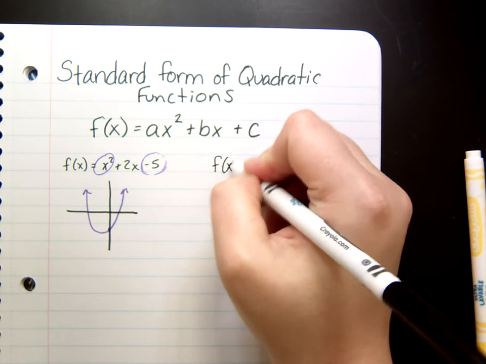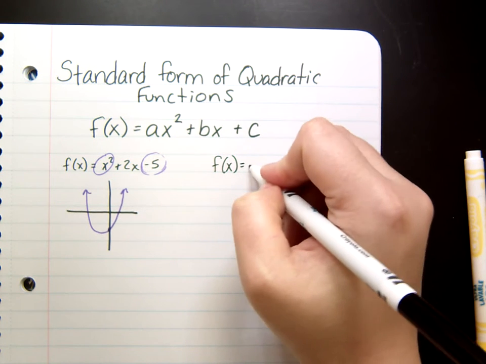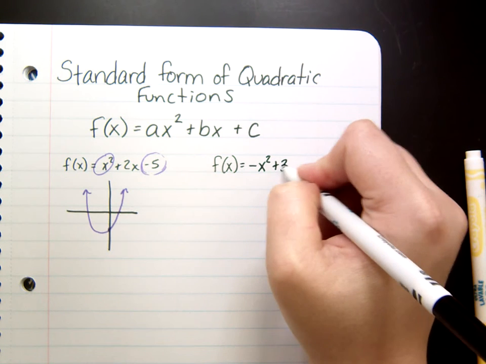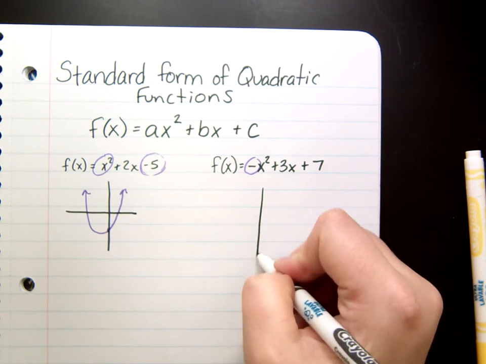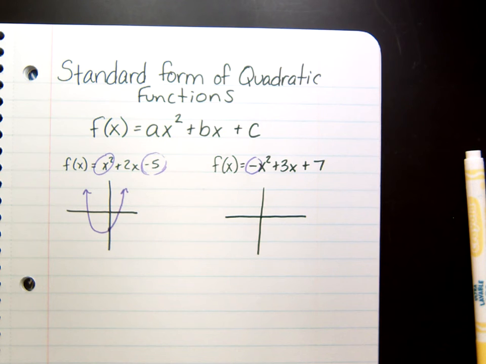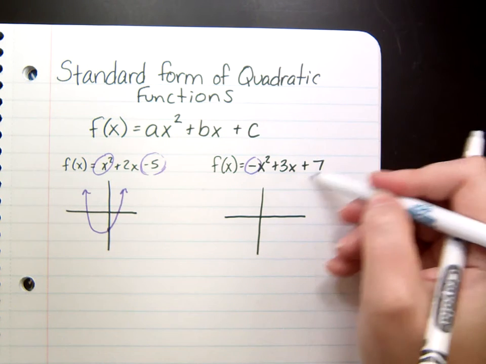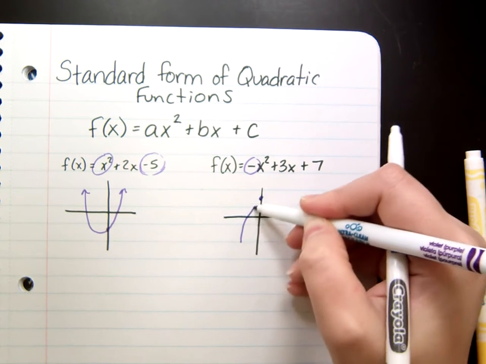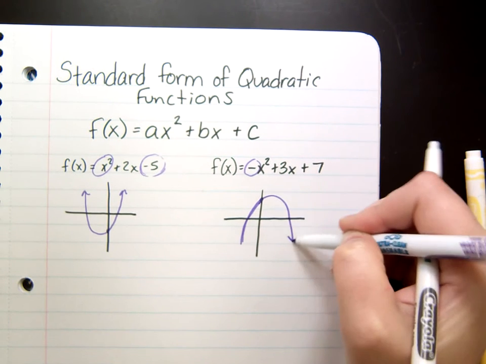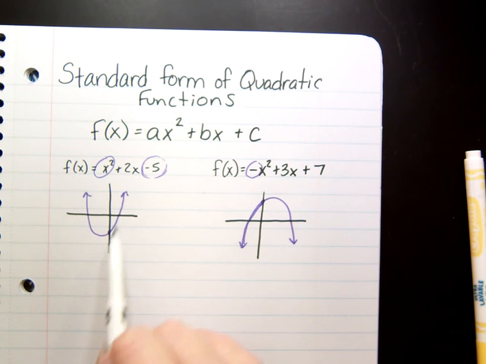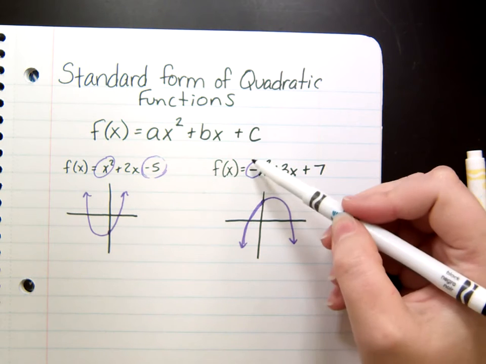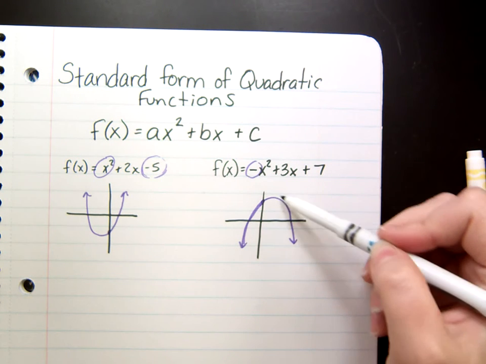One that opens down might look like this. And because this is negative, I can tell right away that it opens downward. So if I were to sketch a quick graph here, it intersects at 7, so somewhere up there, and, well, there we go, better. So it looks something like that. So if your a value is positive, it opens upward, and it's shaped like a U. If it's negative, it opens downward.